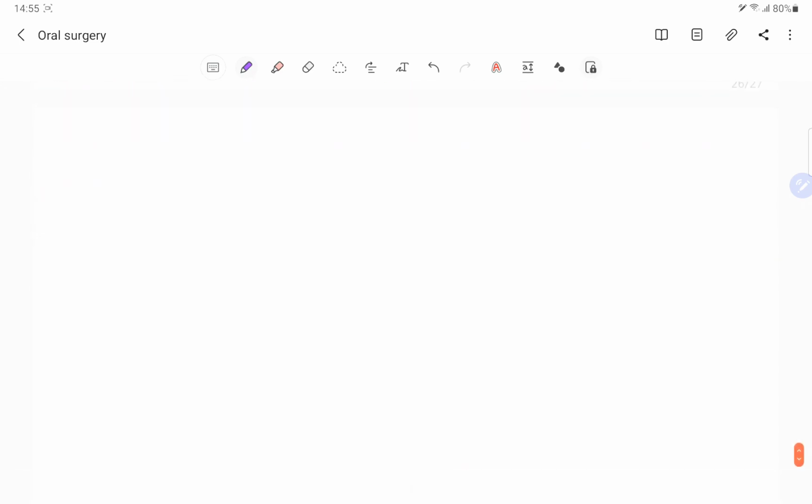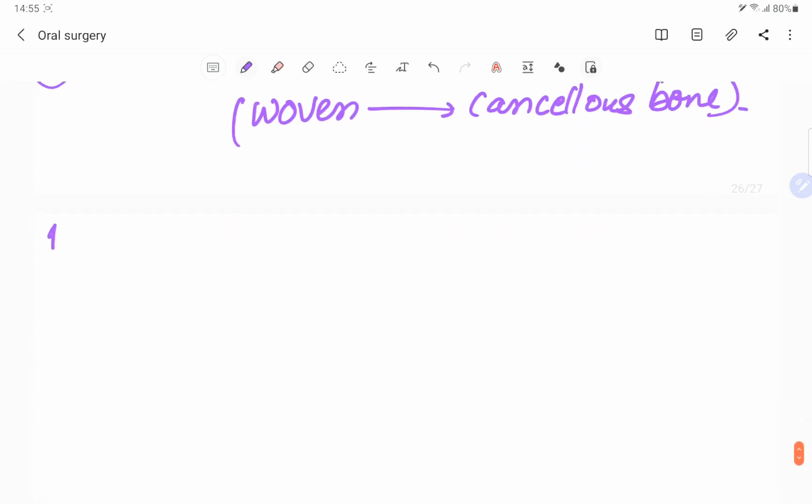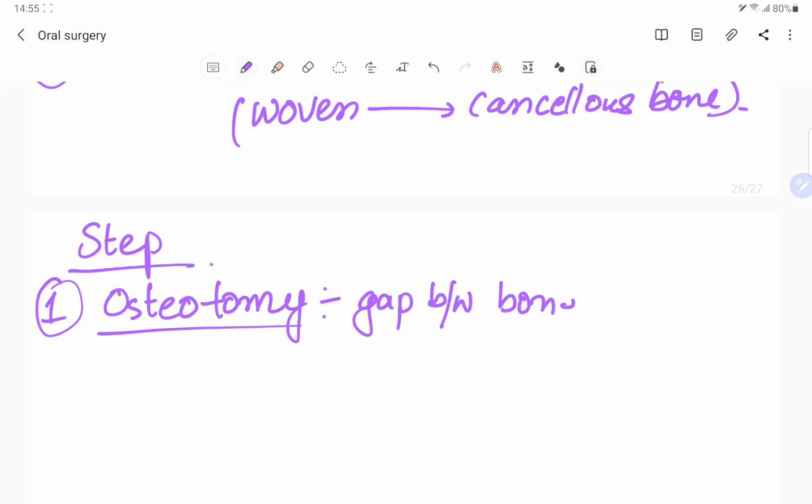So what are the steps? Let's just write the steps again. So I think we can write it over here also, guys. So let's write the steps one by one. First step we have is the osteotomy preparation. So osteotomy is basically preparing a gap between the two bone fragments, right?